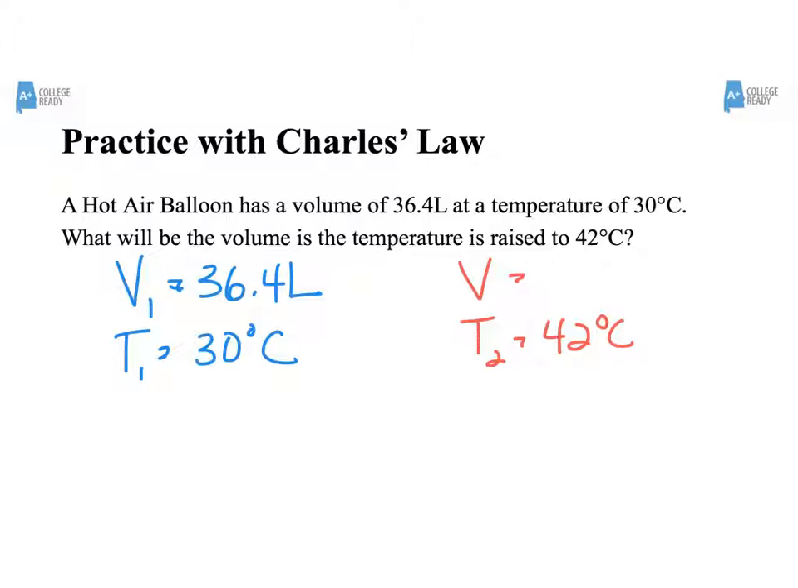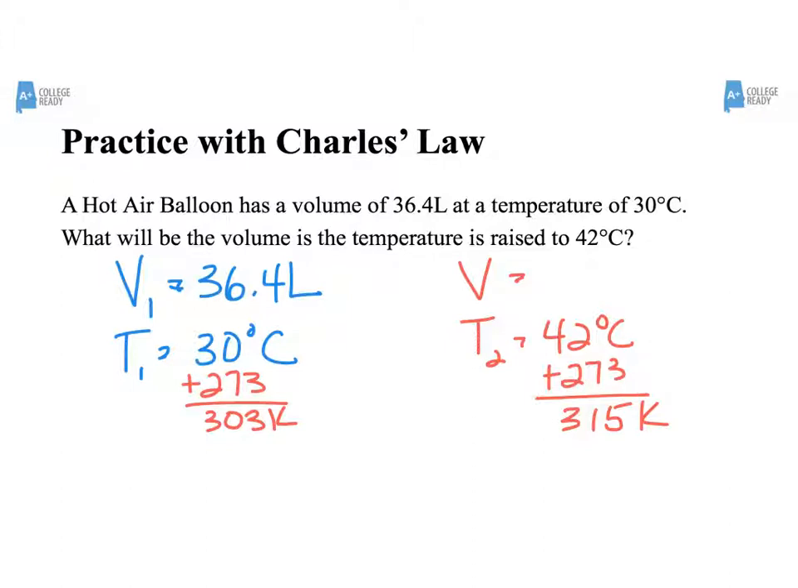Now, here's one of those situations we've got to watch out for, because our temperature is not in Kelvin. So we want to go ahead and change our temperature to Kelvin. So we just need to add 273. So if we add 273 to this, we get 315. If we add 273 to this, we get 303. And that gives us our new temperatures in Kelvin.